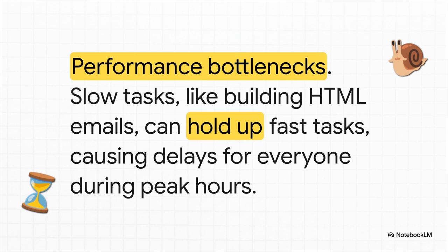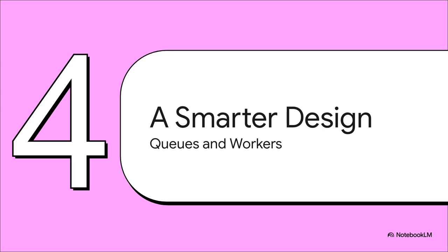And finally, we create these awful performance bottlenecks. Some tasks, like building a complex HTML email, are slow. Other tasks, like sending a tiny push notification, are super fast. In this system, the slow tasks can clog up the whole pipeline, forcing the fast ones to wait in line. During peak hours, the whole thing grinds to a halt. So yeah, that first design is a total non-starter.